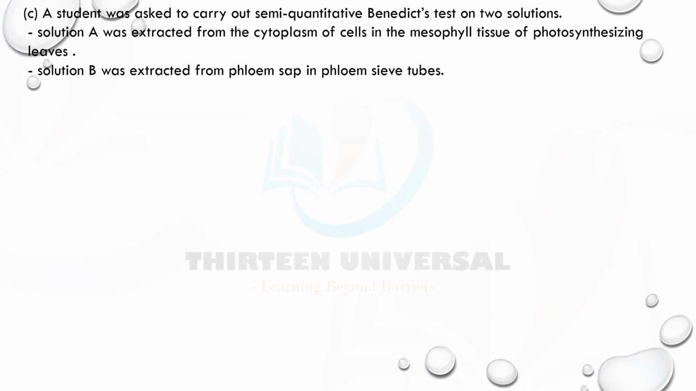All right, so let's go to the next question. A student was asked to carry out a semi-quantitative Benedict's test on two solutions. Solution A was extracted from cytoplasm of cells in the mesophyll tissue of photosynthesizing leaves. Benedict's is used to test for reducing sugar. So is there reducing sugar in the cytoplasm of mesophyll tissue? All right. Solution B was extracted from phloem sap in phloem sieve tubes.